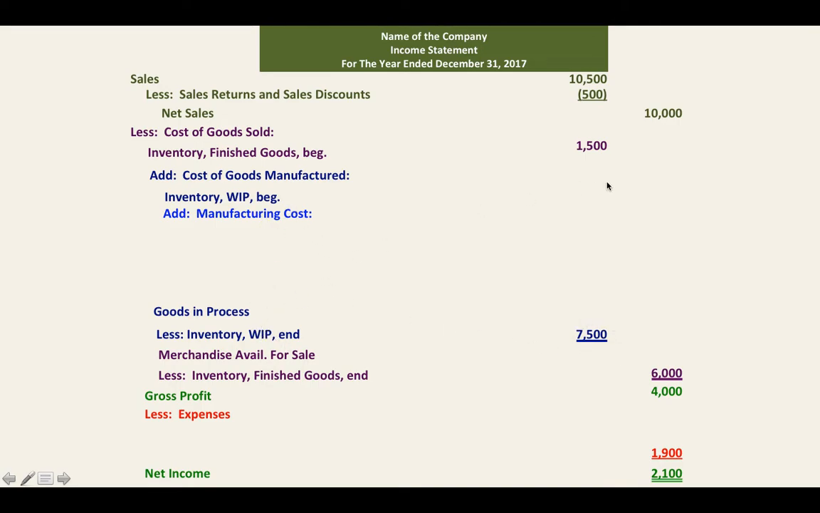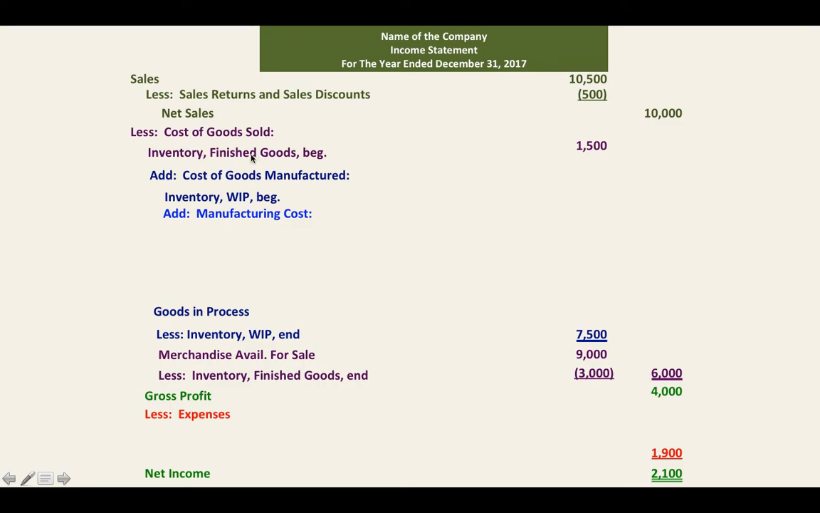So in this case, we have to add 1,500, which is inventory of finished goods beginning. We have with the cost of goods manufactured, that will give you your merchandise available for sale. And then let us take a look how much is the inventory end of finished goods. So we have to deduct that from merchandise available for sale. That will give you your cost of goods sold. So this is how you are computing your cost of goods sold.